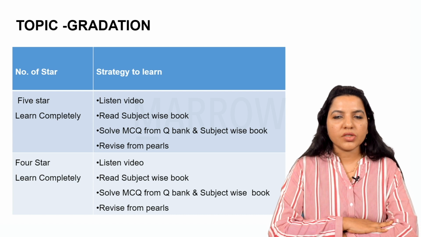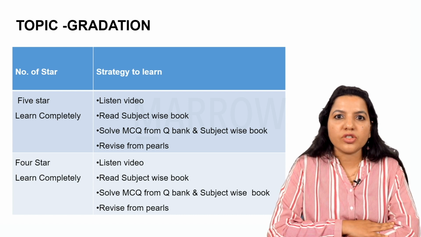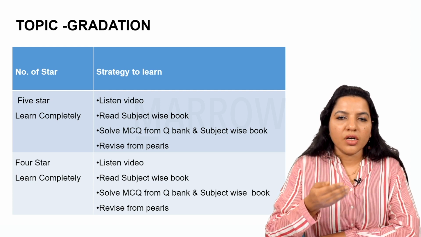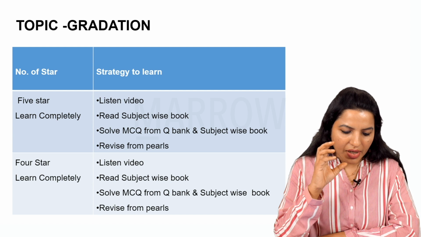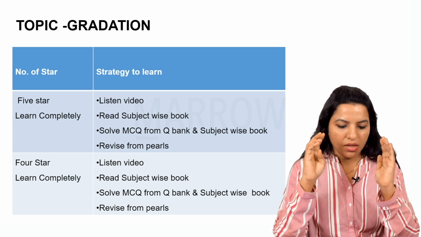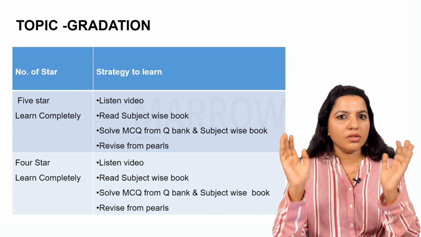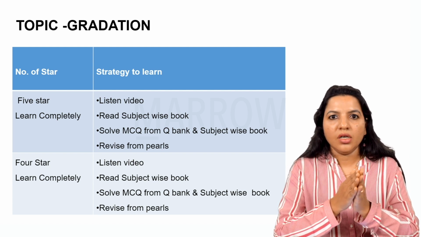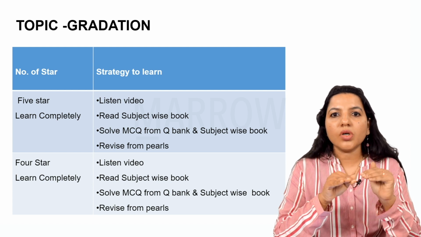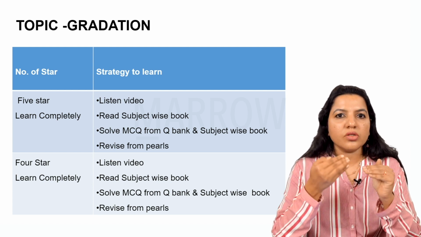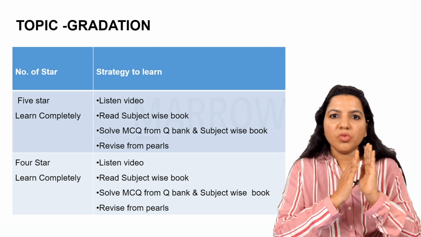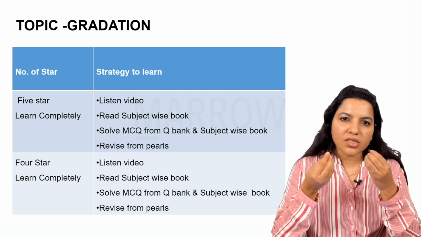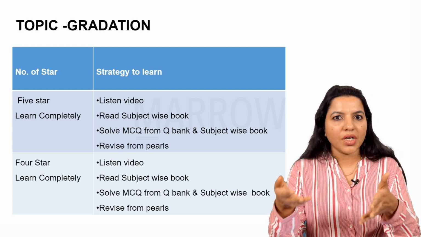Now the next thing I want to give you is the gradation of topics, which topics are important and which are not. I want to divide these topics into 5-star, 4-star, 3-star and no star, and each should have a different strategy for learning, because if you give every topic equal importance, then you will not finish. If you know which topics to concentrate on, you learn those in depth. For other topics you can just follow whatever I am telling you.